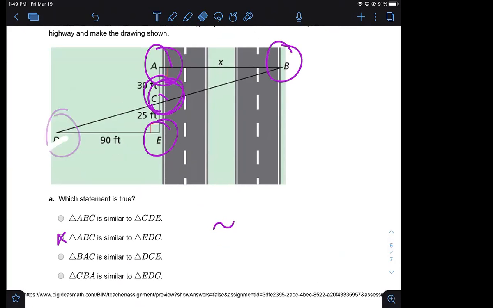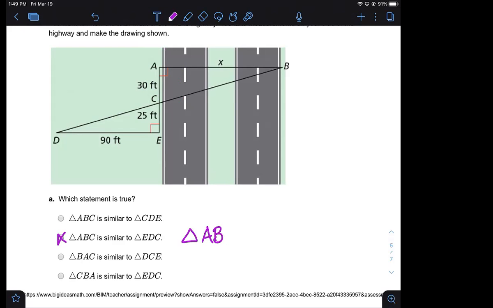I want you to actually, instead of writing option B, write that out. Triangle ABC is similar to, you can use the abbreviation, squiggly line, triangle EDC. It's not the only way you could write it, but it's the only one that they listed that was correct.